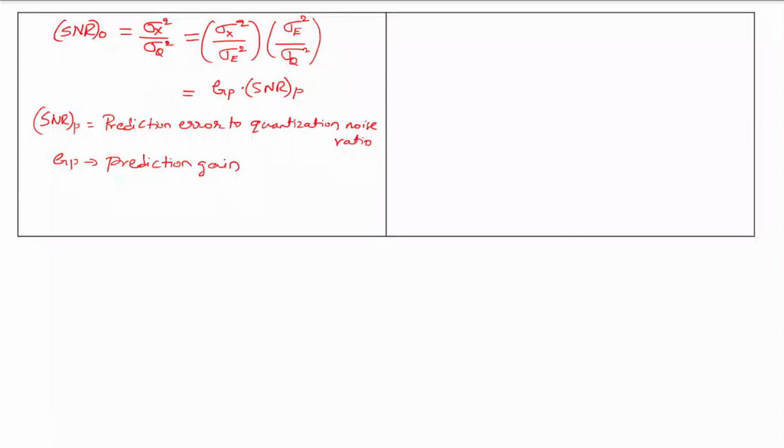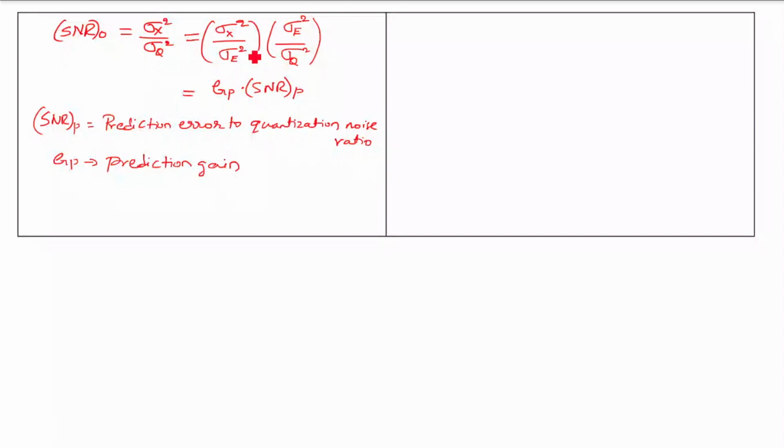Now the quantization error is the error, right? We are aware of this quantization error, delta usually. So the variance of the quantization error is sigma q square. What we can do here is split this ratio into two parts: sigma x square, the variance of the signal, divided by sigma e square. Now this sigma e square is the variance of the prediction error.